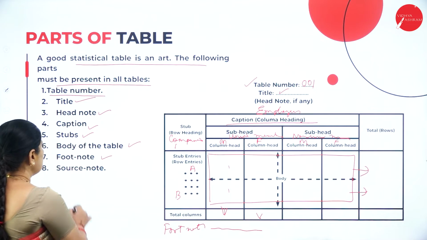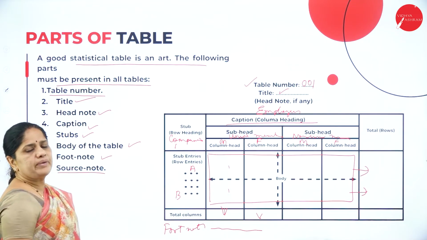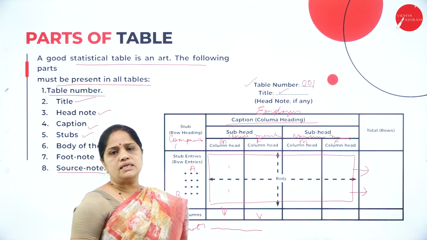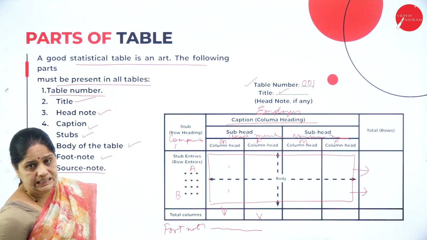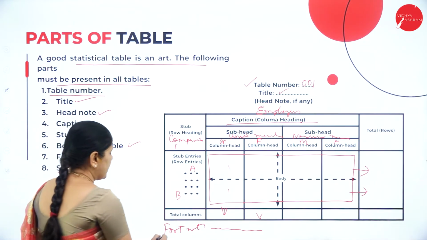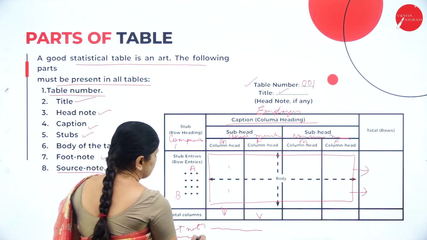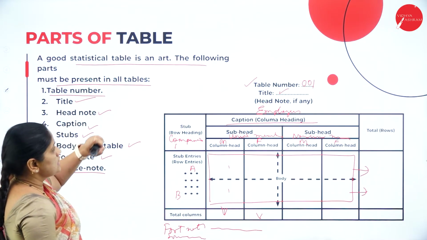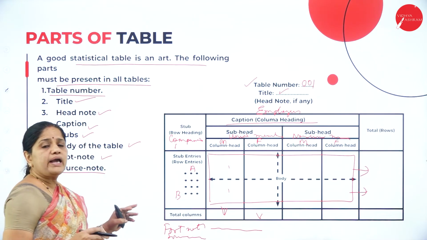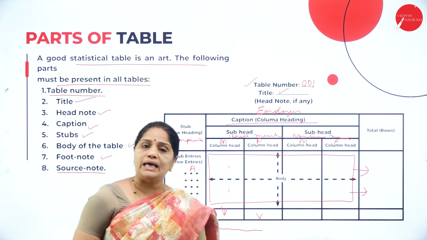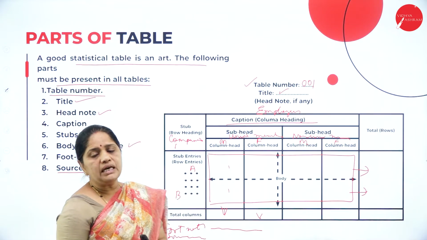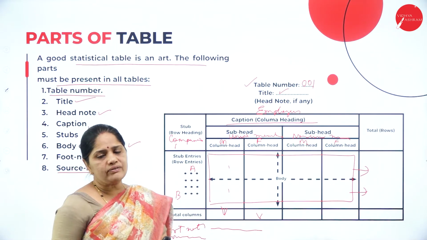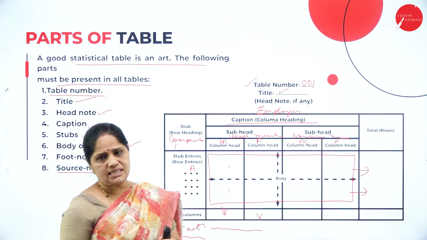And lastly, the source note. Source note means from where you got this table or from where you have collected the information. So that becomes important. These are the important parts of the table. A good statistical table is an art. How do you express the information you have collected in the form of a table? That depends on the creativeness of the collector or the statistician.